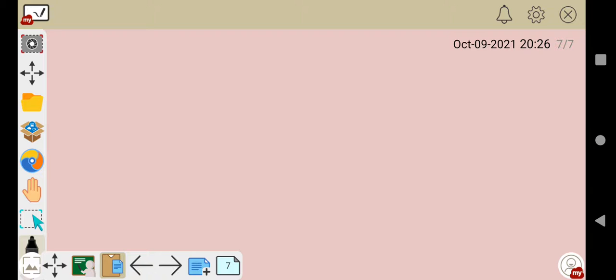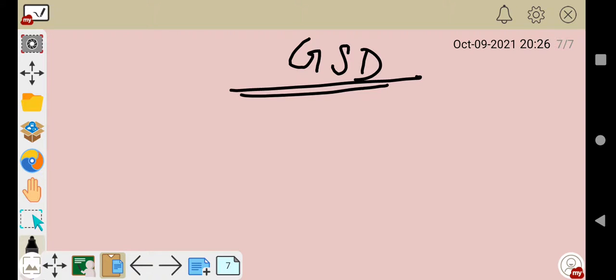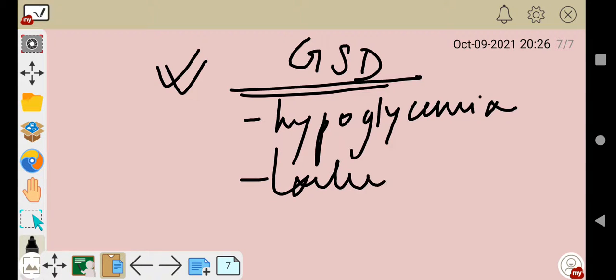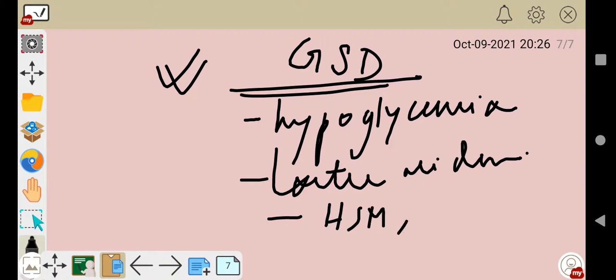Alright, so now we will go to GSD, which is glycogen storage disease. Briefly I will describe later, but just to tell you about the salient points of the clinical presentation. In GSD mainly what we will find is hypoglycemia. Then you will find lactic acidosis, very important. Then you will find hepatosplenomegaly, renomegaly, okay, these features you will find.